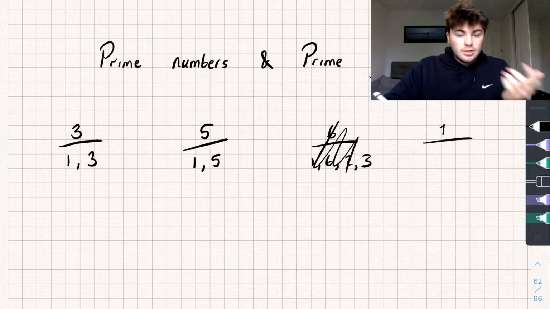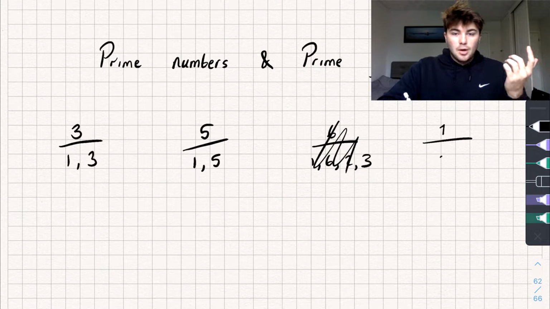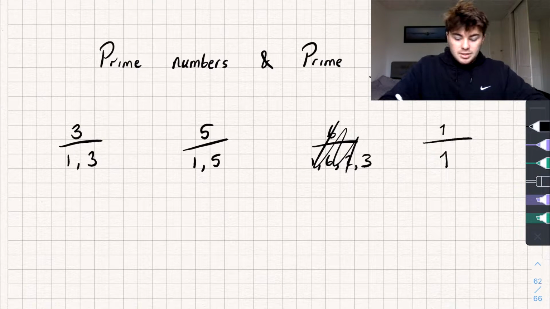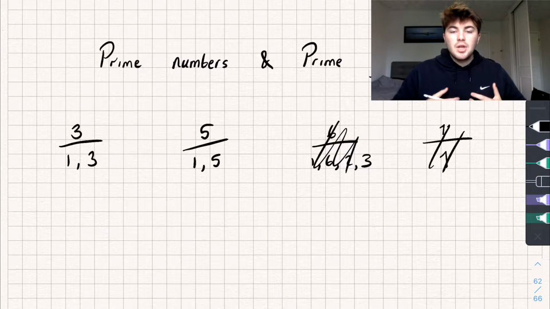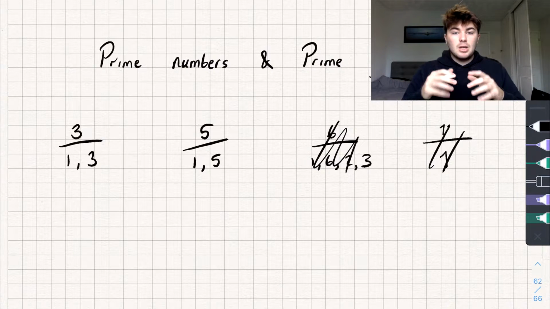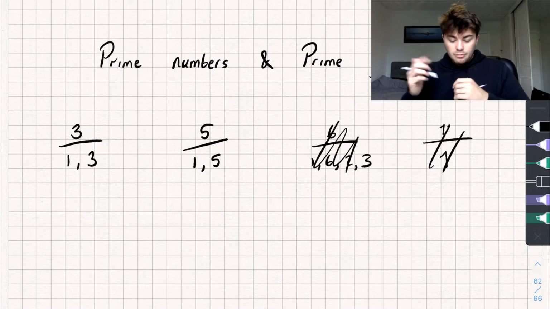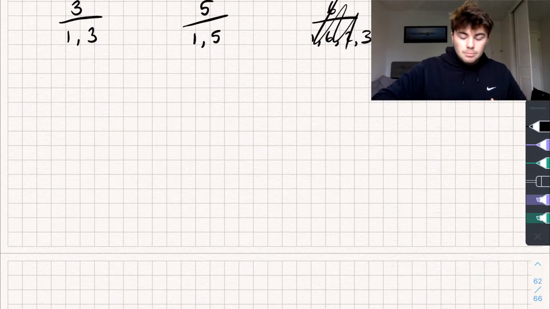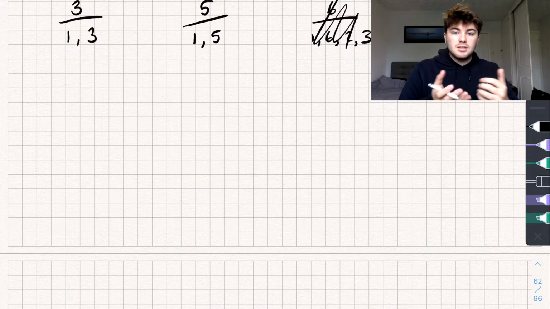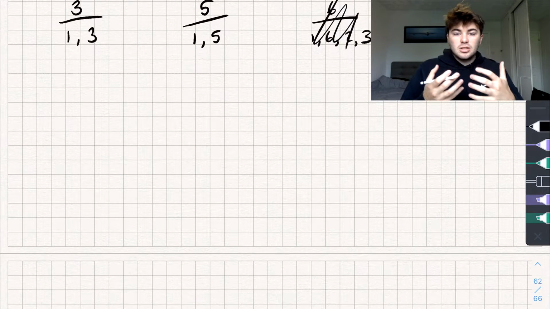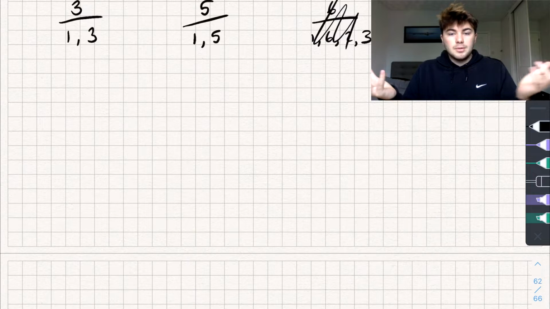One more maybe, let's look at the number 1. Well, the only factor of 1 is 1, so it's not prime because it only has one factor. So we call a number prime if it has exactly two factors, or the only numbers you can divide it by are 1 and itself. Sometimes you might be asked to find the prime factors of a number, and this is just the factors of a number that also happen to be prime.